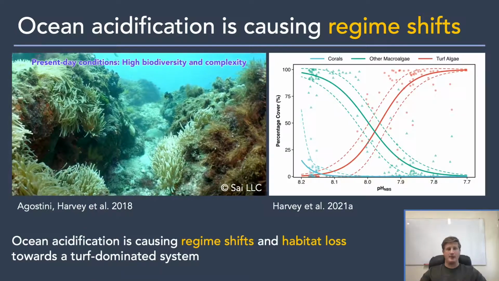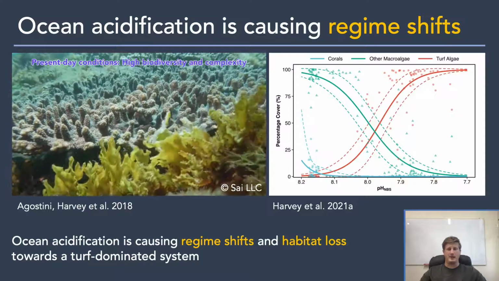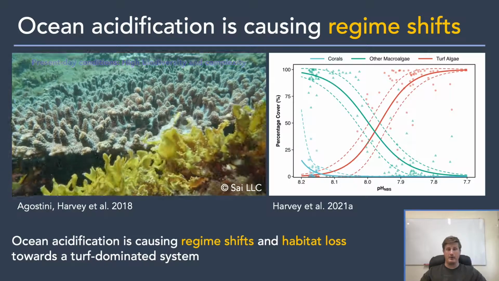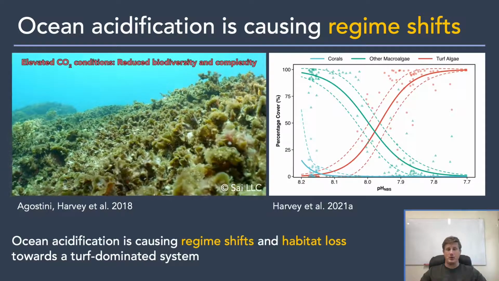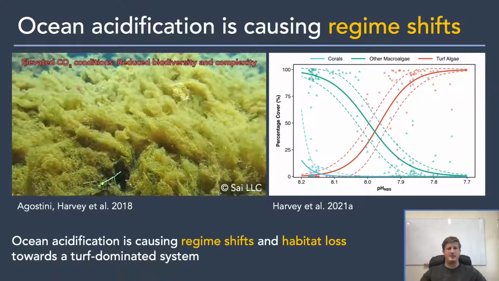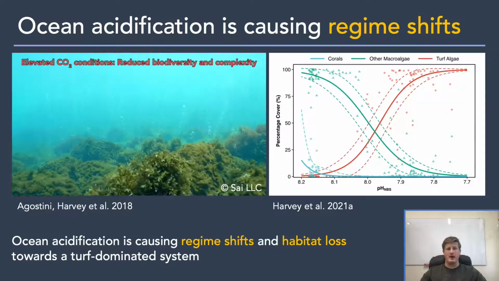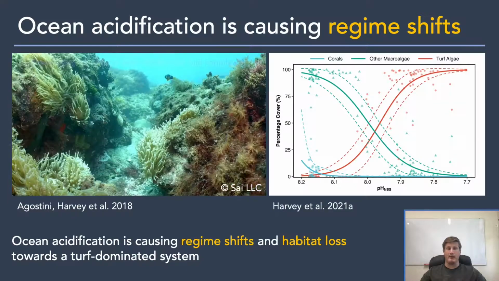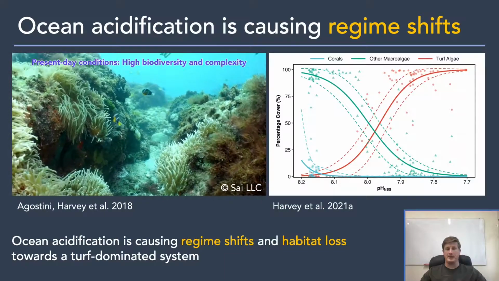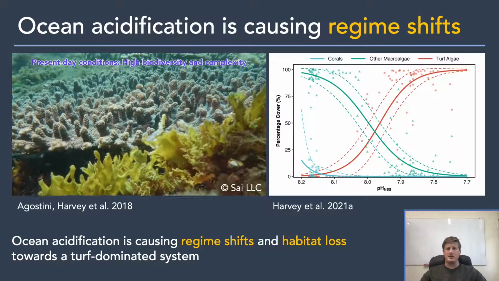Within Shikine Island, our control site, representing present-day conditions, has high biodiversity and complexity, with the dominant species both coral and macroalgae. Within the high CO2, we lose this existing coral and macroalgal communities, and instead it becomes dominated by turf algae. Now, overall, this means that ocean acidification is experiencing a regime shift and an overall loss of habitat towards this turf-dominated system. But moreover, this also suggests that there is a loss of biodiversity.